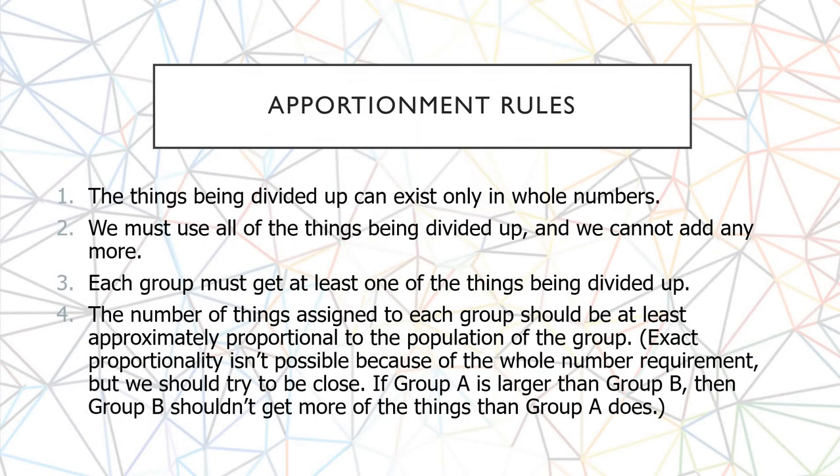So there are certain rules that we follow. First, the things being divided up can exist only in whole numbers. And we must use all the things being divided up, and we cannot add any more. Each group must get at least one of the things being divided up. And the number of things assigned to each group should be at least approximately proportional to the population of the group. So these are the general rules for apportionment.